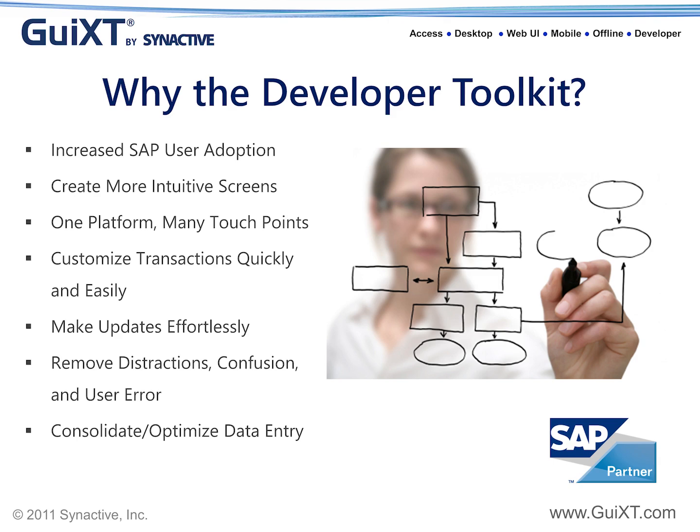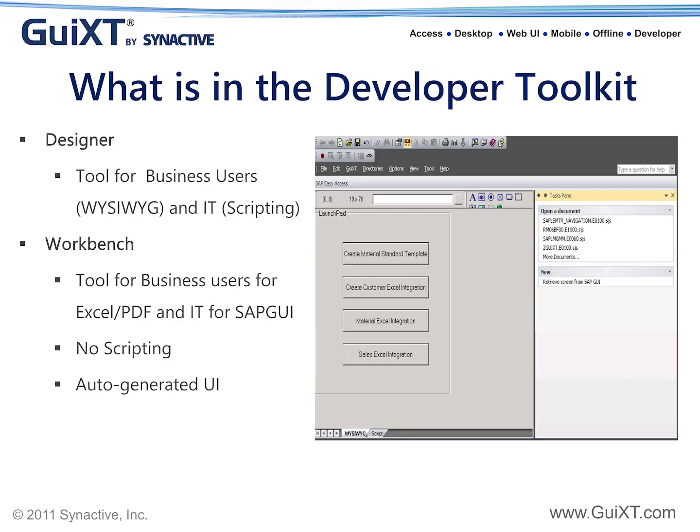That makes updates effortless and rapid, and it removes distractions, confusion, and user error. What I will demonstrate to you is how to consolidate and optimize the data entry for a number of transactions. What you get with the developer kit essentially are two tools. One, the Designer, which is a tool for business users. It's a WYSIWYG tool, which literally allows you to drag and drop, and it provides an easy interface to create portable web scripts in a very short time without necessitating any changes to the underlying op code or business logic.